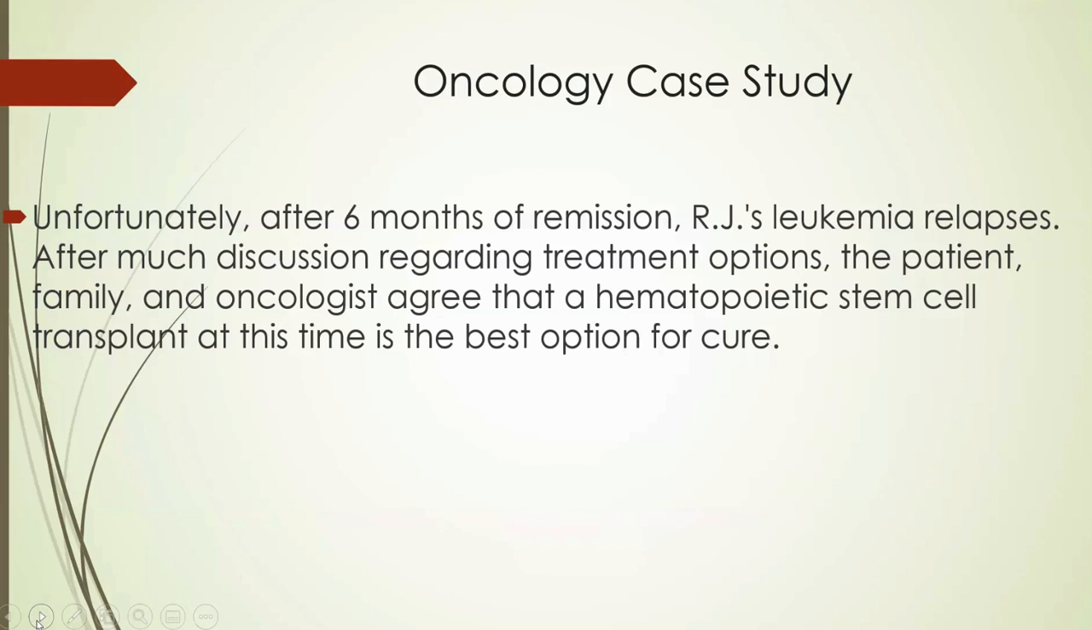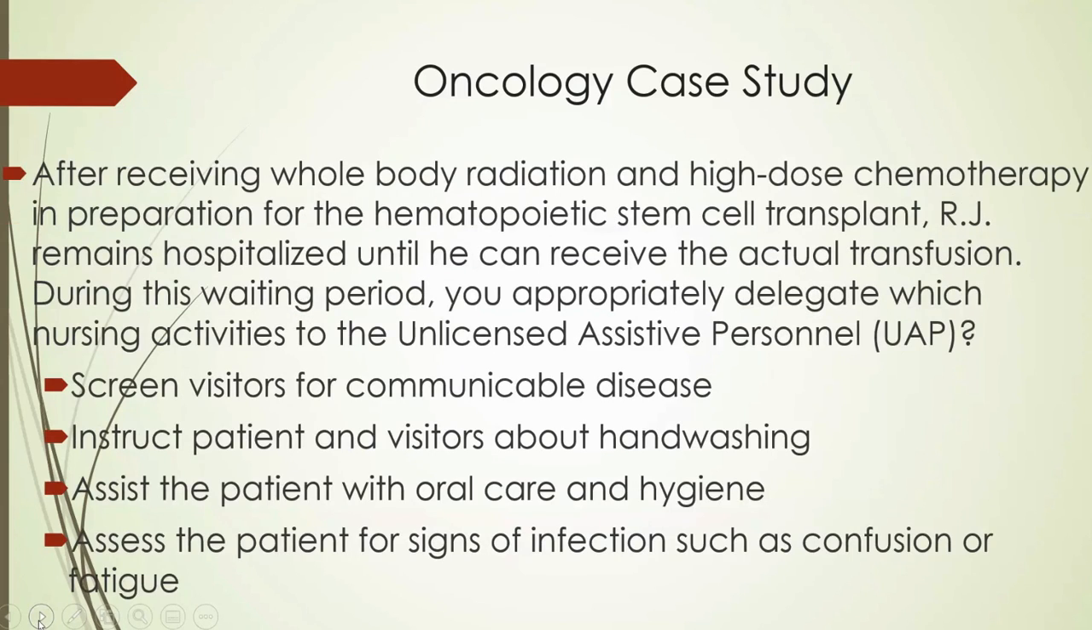But in order to do that, we have to wipe out his old one. So he has to receive whole body radiation and high dose chemotherapy to prepare him for the stem cell transplant. And he remains hospitalized during this time until he can receive the transfusion. And we want to look at what could we have the unlicensed assistive personnel do to assist him.